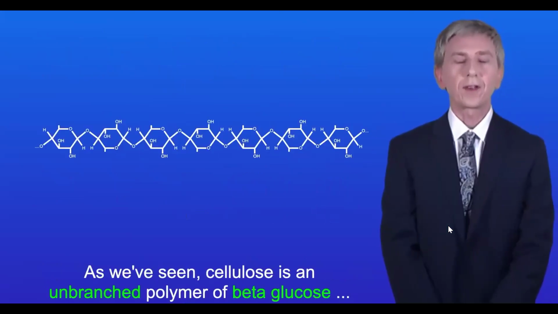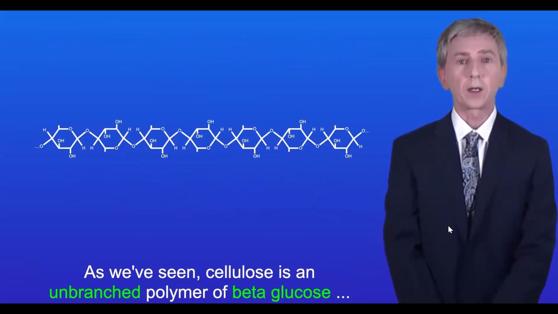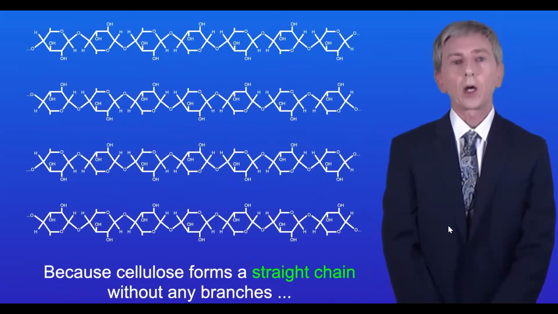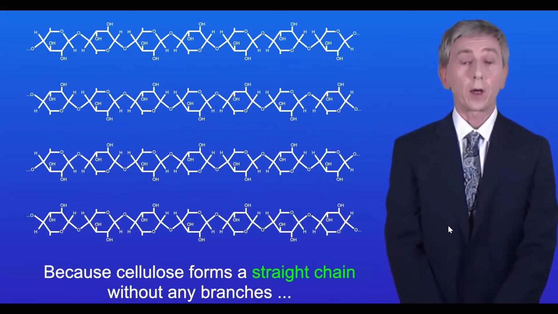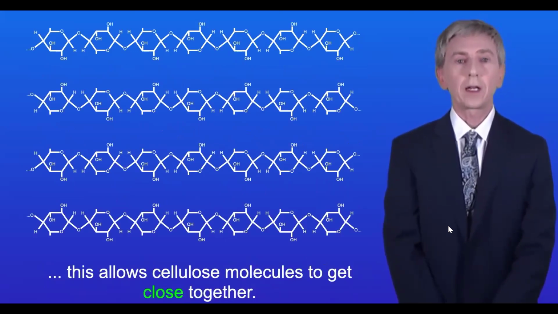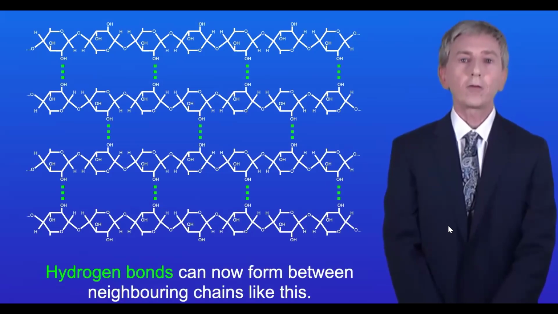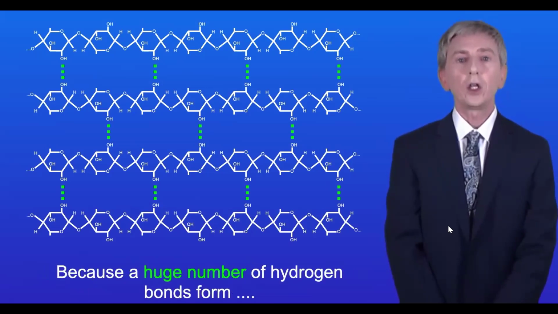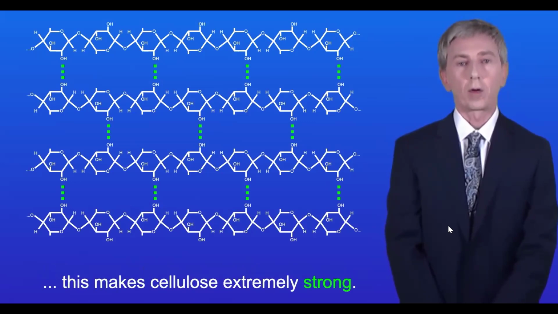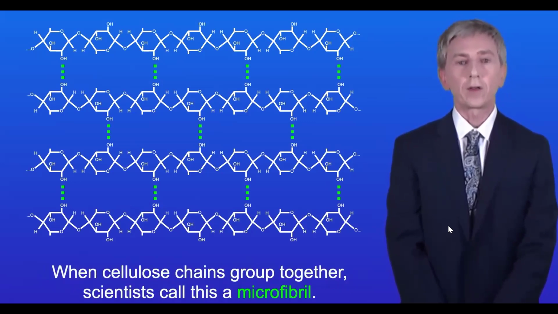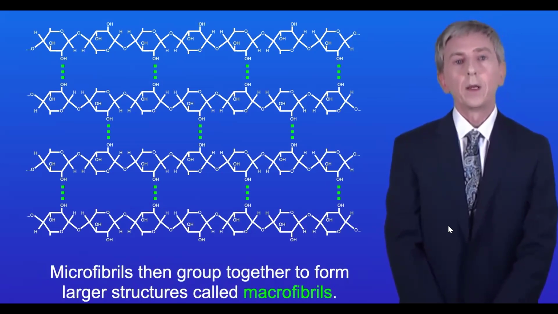Okay, so as we've seen, cellulose is an unbranched polymer of beta glucose, and every second beta glucose molecule is flipped. Now, because cellulose forms a straight chain without any branches, this allows cellulose molecules to get close together, and I'm showing you that here. Hydrogen bonds can now form between neighbouring chains like this, and because a huge number of hydrogen bonds form, this makes cellulose extremely strong. When cellulose chains group together, scientists call this a microfibril.